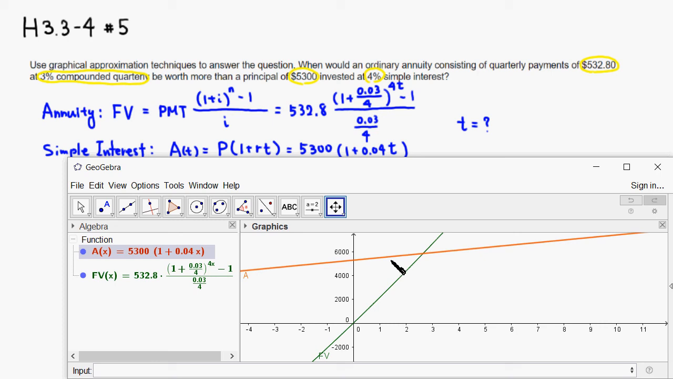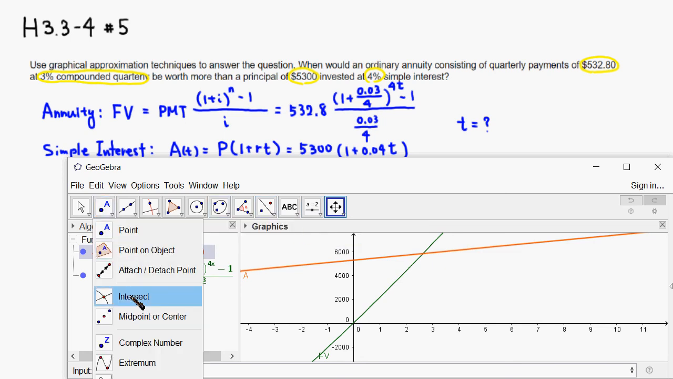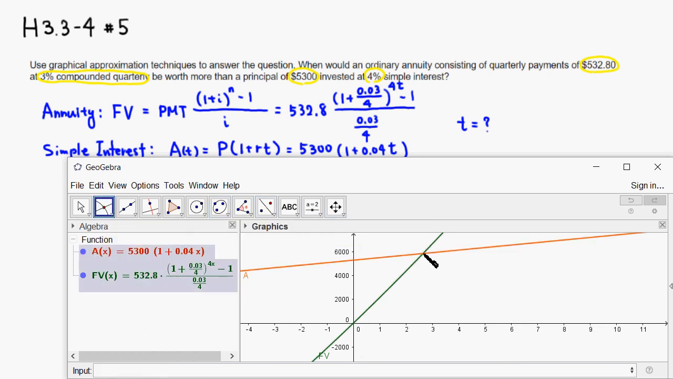So after t years, you're going to have this much amount. And the green one is the future value of the annuity. So you can see the annuity has a lesser amount in the account, but as time goes by, you keep on making payments, so it's going to catch up with the simple interest. So we want to know when that happens. So I'm going to find the intersection there, and hopefully it'll find it.